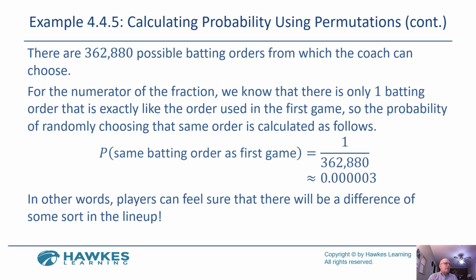Okay, so what's the probability that randomly choosing you'd get the same order for the second game? Well, for the second game, there was only 1 order in the first game. So what's the chance of having exactly the same order? There was only 1 way to get the same batting order, and there are 362,880 ways of picking the second batting order. Chances are pretty slim if it's done anywhere near random.